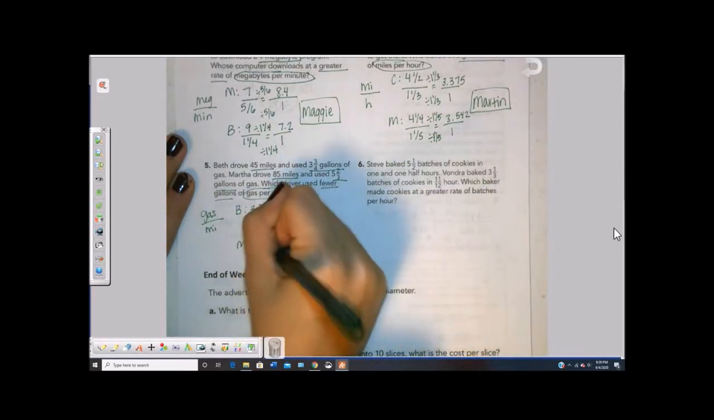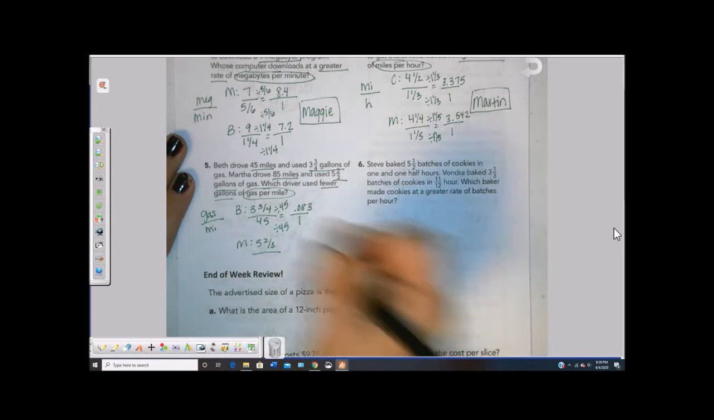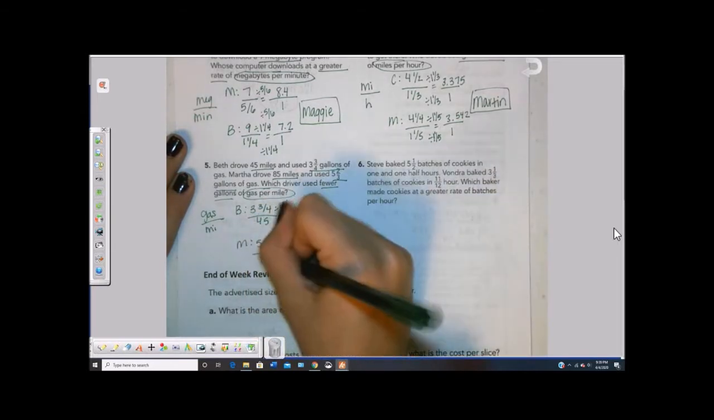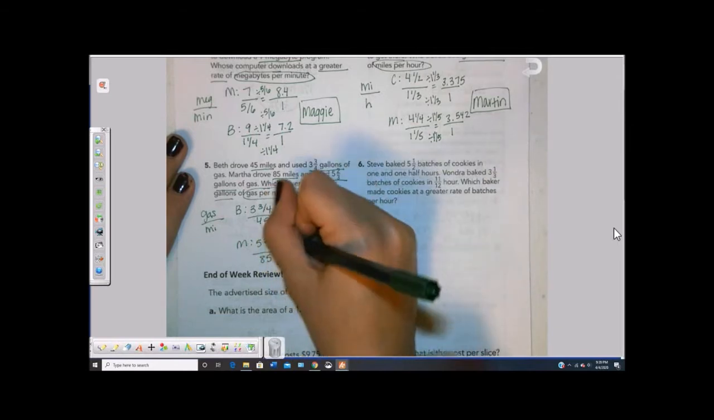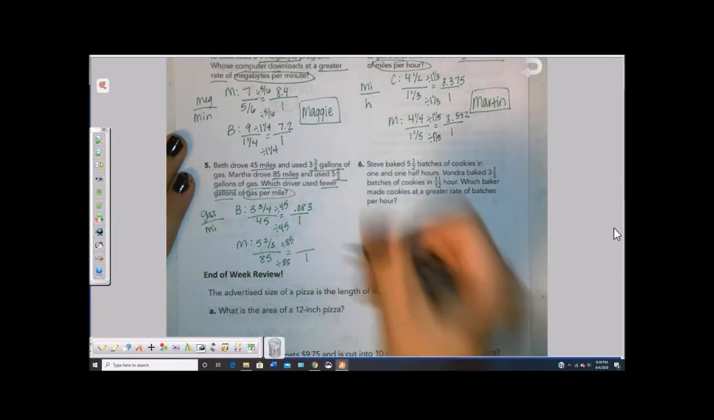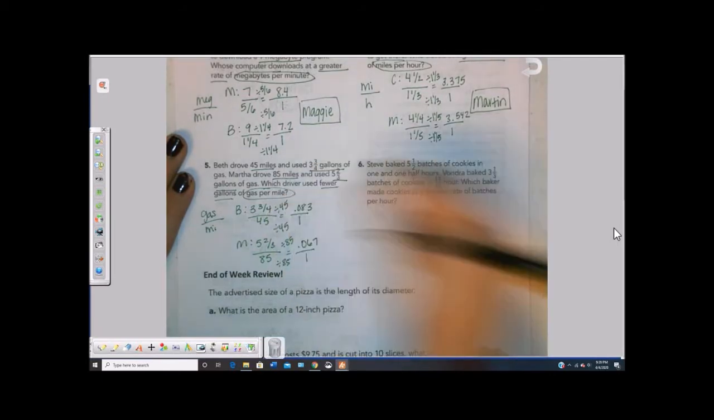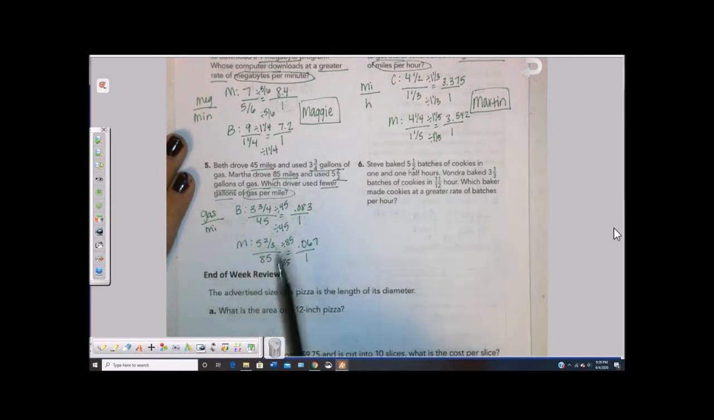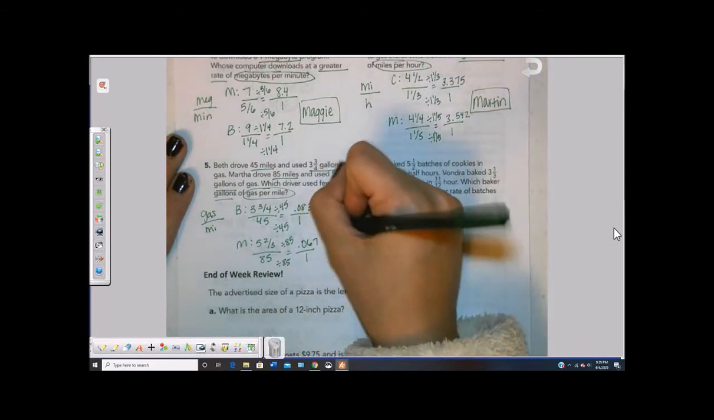Looking at Martha, 5 2/3 over 85 equal to blank over 1. Divide by 85 on top and bottom, and you get 0.067. And the question is, which has a fewer rate? So smaller number, and that would be Martha.